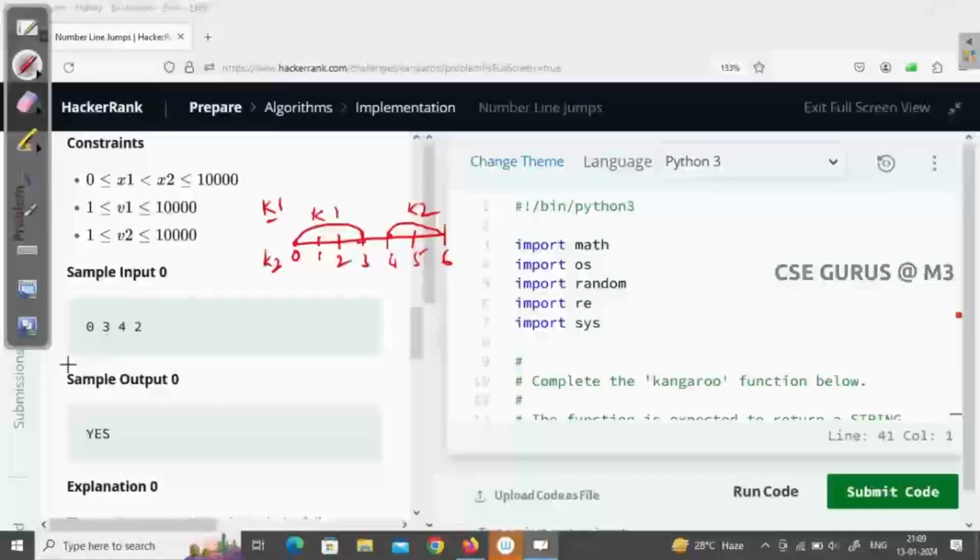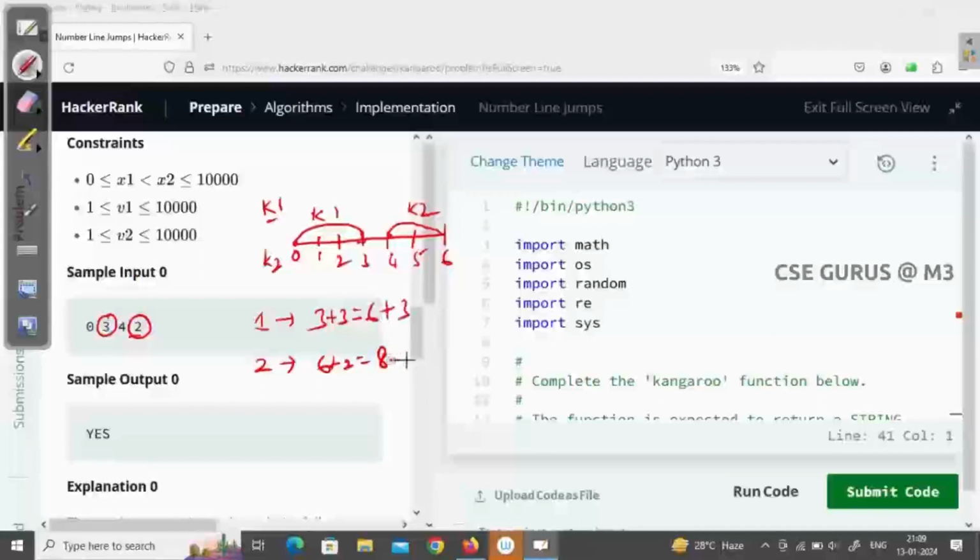Now if I consider this one, will they meet? Yes, of course. What position will they meet at? After the first jump, the first kangaroo is at 3, the second kangaroo at 6. After the second jump, the first jumps 3 every time, so 3 plus 3, 6. The second kangaroo jumps 2 every time, 6 plus 2, 8. Are they meeting at the same point? No. Next one more jump.